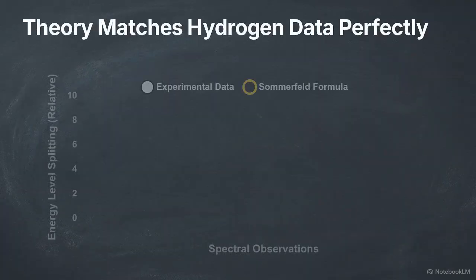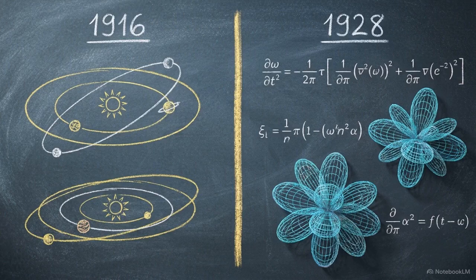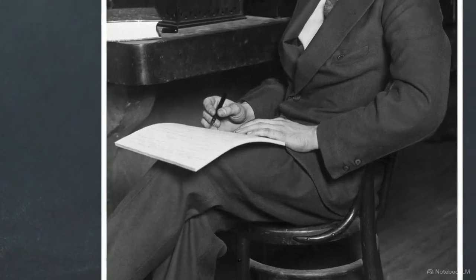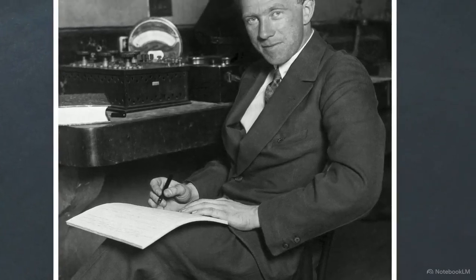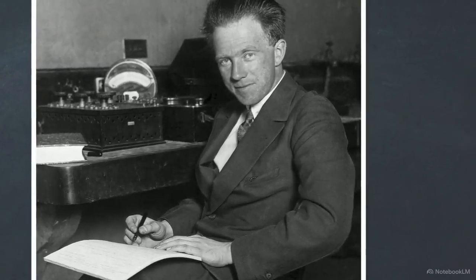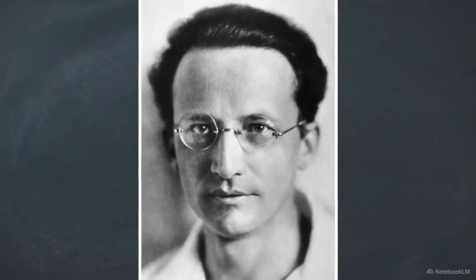He arrived at a formula for the fine structure energy levels of hydrogen that was a perfect match for the experimental data. Sommerfeld had produced this result over a decade before Paul Dirac established the exact relativistic quantum mechanical solution in 1928. Werner Heisenberg later looked at this chronological gap and described the accuracy of the earlier formula as a miracle. Physicist Erwin Schrödinger was more skeptical, calling the alignment a fortuitous coincidence.